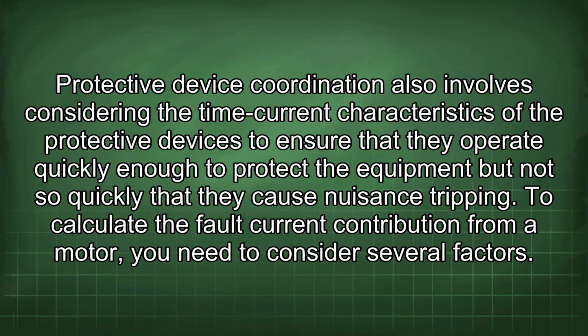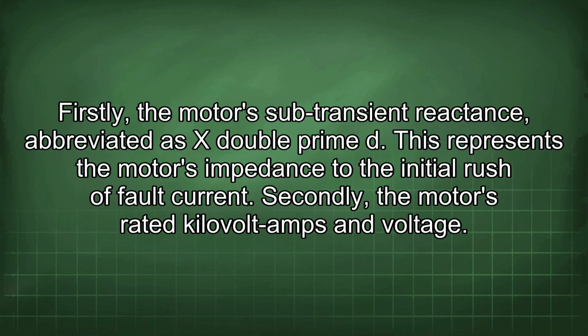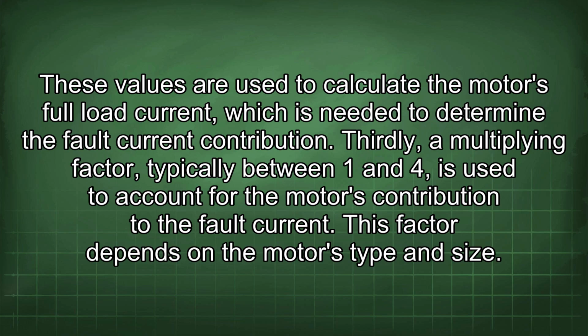To calculate the fault current contribution from a motor, you need to consider several factors. Firstly, the motor subtransient reactance, abbreviated as X''d. This represents the motor's impedance to the initial rush of fault current. Secondly, the motor's rated kilovolt amps and voltage. These values are used to calculate the motor's full load current, which is needed to determine the fault current contribution. Thirdly, a multiplying factor, typically between 1 and 4, is used to account for the motor's contribution to the fault current. This factor depends on the motor's type and size.